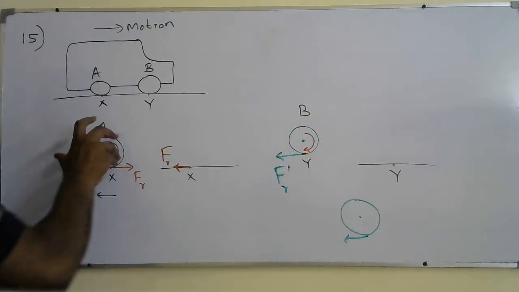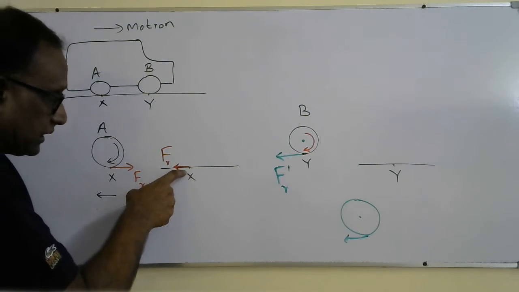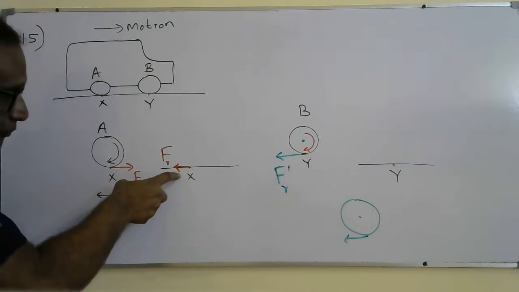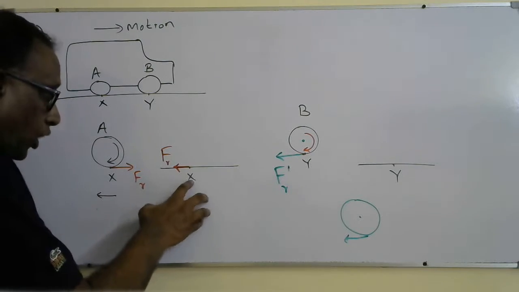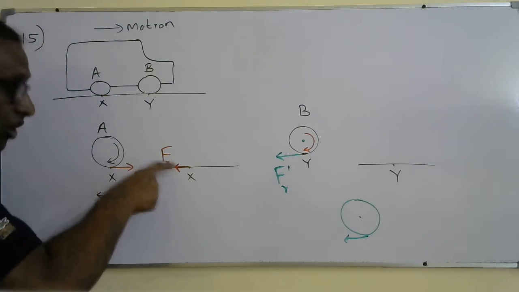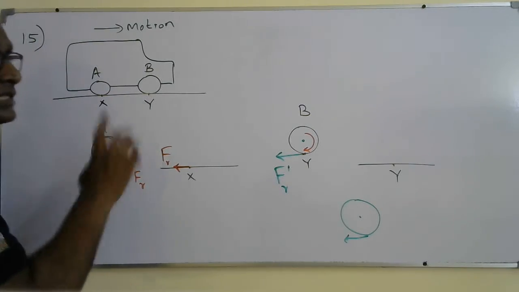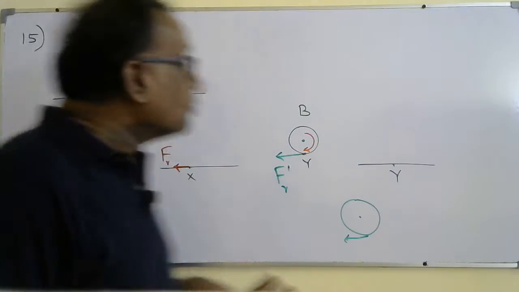When the rear wheel rotates, what happens? Due to friction, the rear wheel will push the road in the backward direction, because it's rotating this way at the contact point. It will push the road towards the left due to friction. The road will push the rear wheel in the forward direction with the same force Fr. So this force is the forward thrust to the car. Now the car will move.